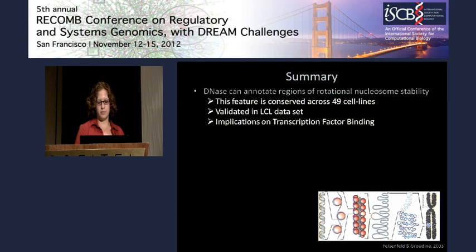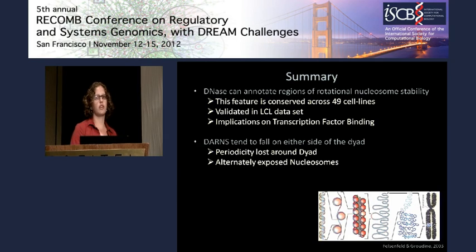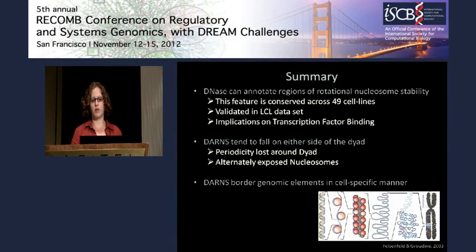We also show that DARNs tend to fall on either side of the dyad, and I explained earlier that this could suggest a loss of periodicity at the dyad of the nucleosome, and that would mean the DARNs might even map to the same nucleosome on either side. Conversely, another theory could be that the nucleosomes are being alternately exposed to digestion. I also showed that DARNs border genomic elements in a cell-specific manner.